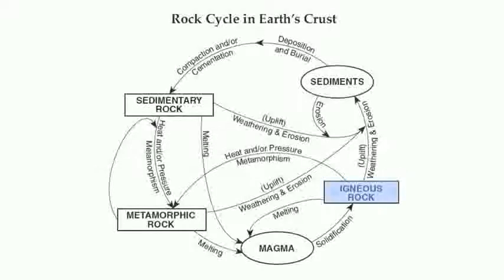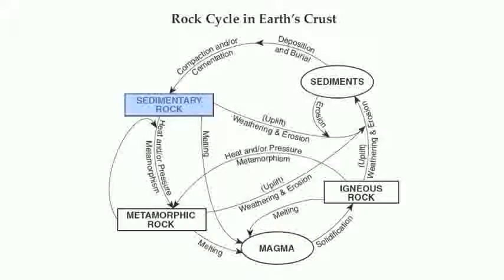So let's start with igneous. Melting a rock into magma or lava, that magma or lava is then going to solidify and crystallize into an igneous rock. You notice that the processes are always going to come before the actual rock name. Let's move on to sedimentary.